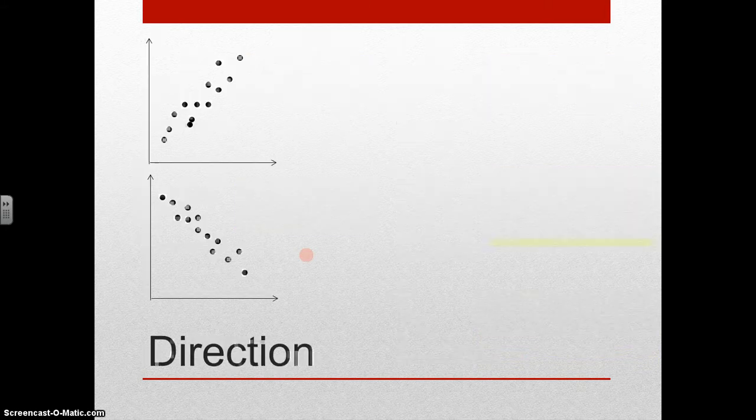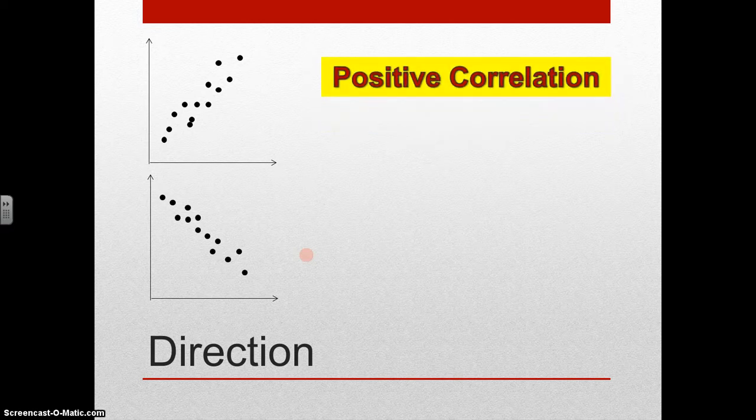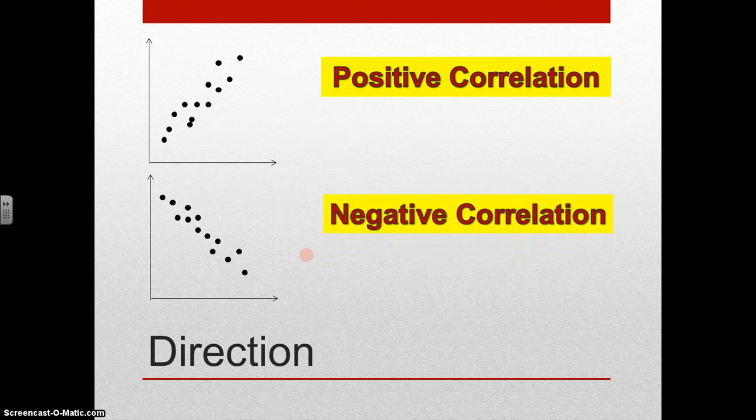Okay. Now we're going to look at the direction. Very easily, direction is just like when we talk about increasing or decreasing or what type of slope it has. So if I'm looking at this one, is it going up or down? It's going up, so it has a positive correlation. And so that means the second one has a negative correlation.